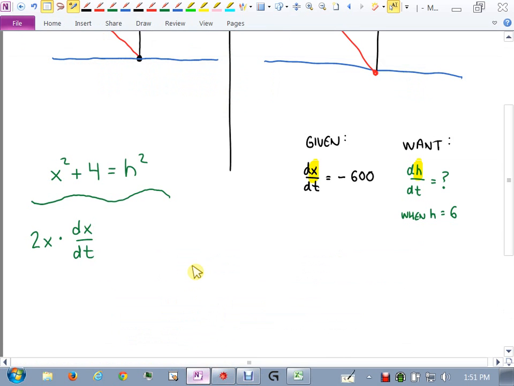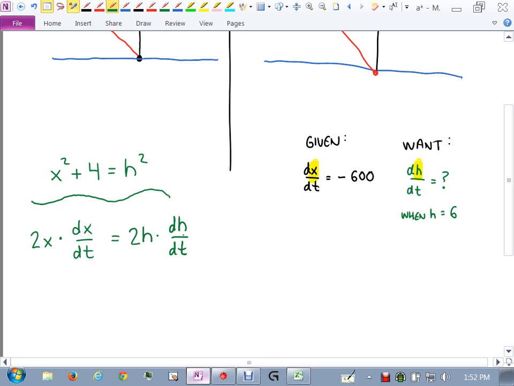So the derivative of x with respect to t is dx dt, not 1. Now, what's the derivative of 4? 0. So derivative of 4 is 0. Now, the same thing. What's the derivative of h squared? 2h times dh dt.